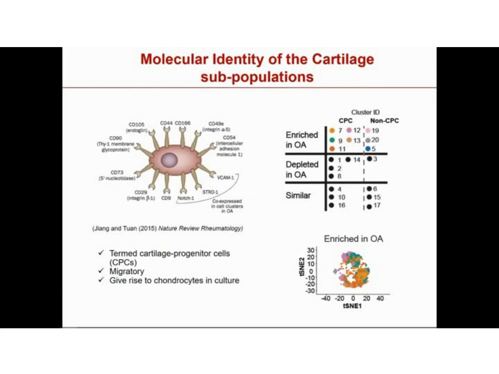But then we see that CPCs come in many flavors. There are CPCs which are enriched in OA. There are others which are depleted in OA, and some which are similar. So of course, we are very interested in these CPCs which are depleted in OA, because maybe these are the regenerative, proliferative populations which are lost during disease.